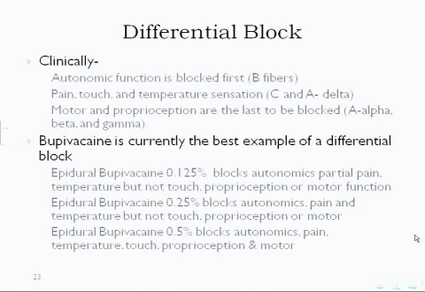What it doesn't cover is it doesn't cover necessarily touch, it doesn't cover proprioception, and it doesn't cover motor. If you go up to the next level, which is 0.25, it blocks the autonomics, it blocks the pain, and it blocks the temperature, but still, not touch, proprioception, or motor.